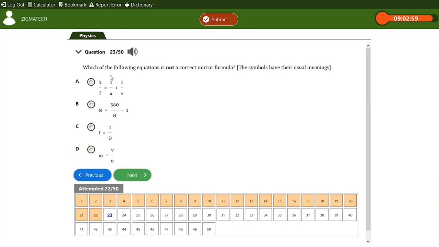Which of the following equations is not a correct mirror formula? The symbols have the... This is, of course, the mirror formula. This is a formula for finding the number of images formed by two mirrors when they are inclined at an angle theta. This is a formula for magnification, but I've never seen this before, so that should be the answer.